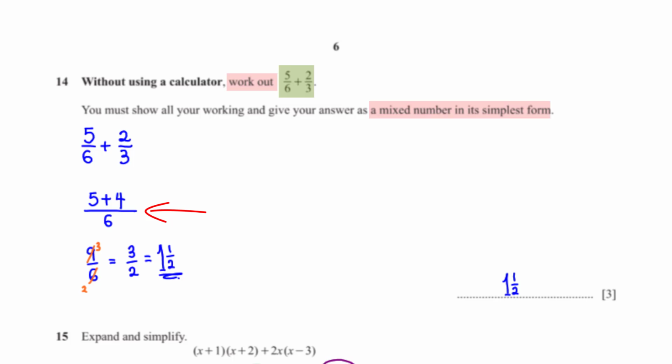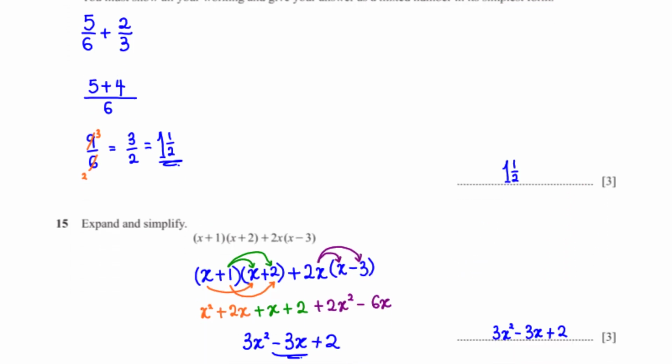3 goes into 6 twice, and we multiply that by the numerator, which is 2. So we get 4. 5 plus 4 equals 9, divided by the denominator, which is 6. This simplifies to give us 3 over 2. That gives us one whole number, 1 over 2.